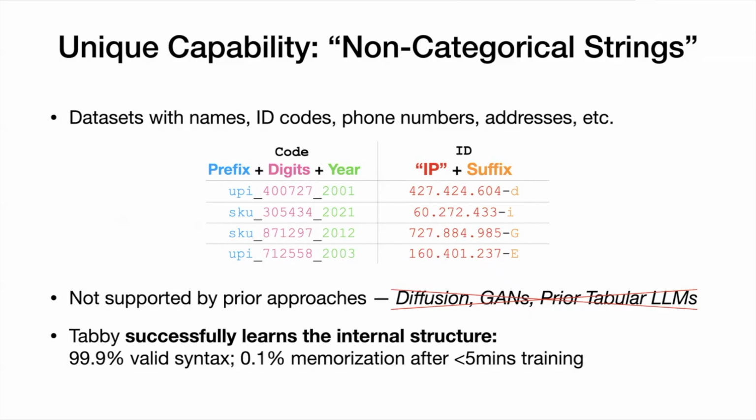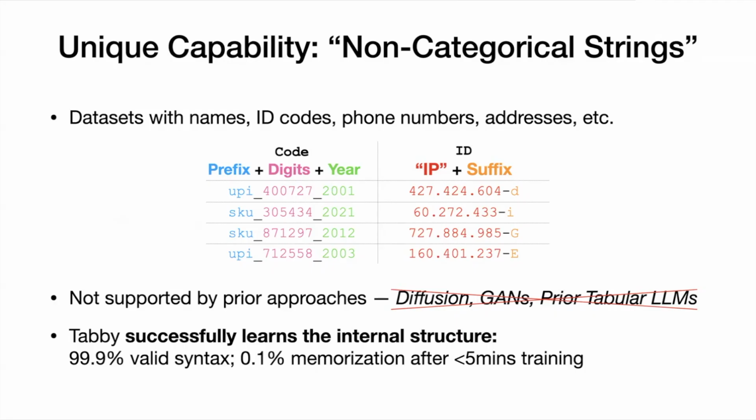This would be useful in an application such as medicine where you want novel patient data to be produced rather than just producing the exact same patient data that occurs in your training data set, which would lead to some privacy concerns. This ability of non-categorical string modeling is not supported at all by prior approaches. Any of them that are diffusion-based, GAN-based, or even the prior tabular large language model approaches don't support this.